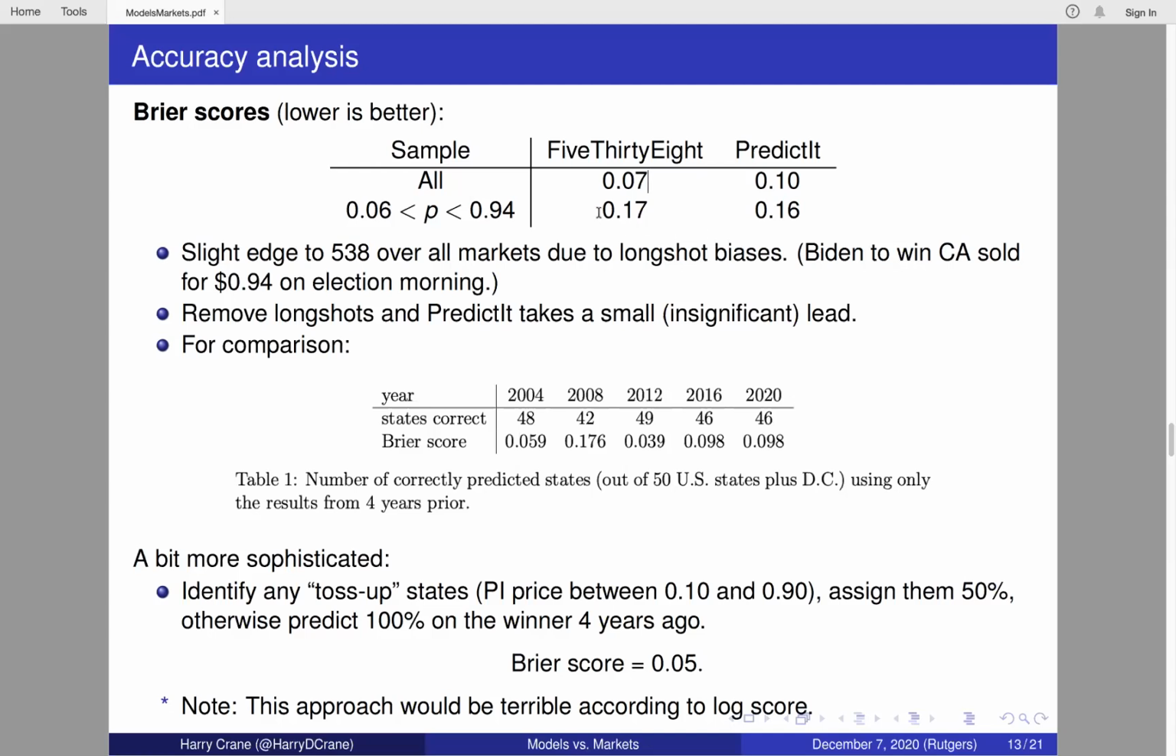And if we do this, then we see that it draws about even. PredictIt takes a very small, but I would say insignificant, lead. The reason I wanted to take a look at that is because of what I mentioned earlier with the long shot biases in these markets. On the morning of the election, you could buy a share for Biden to win California at 94 cents, which is pretty much a guaranteed 6% return if you ignore transaction costs.